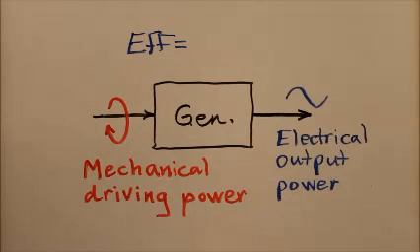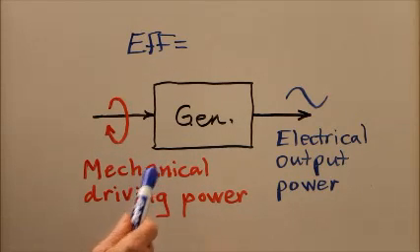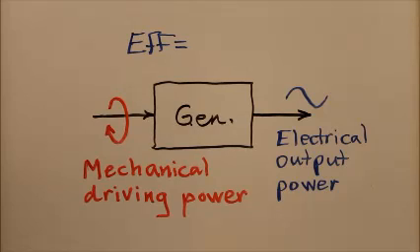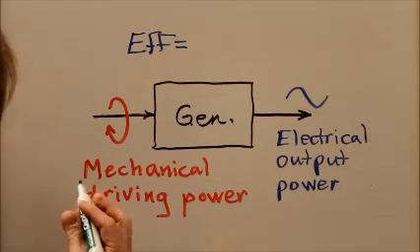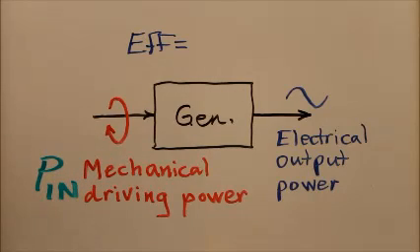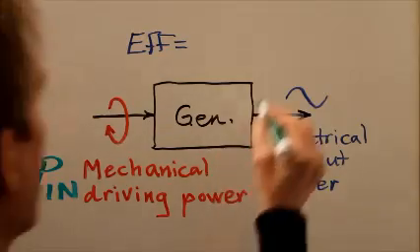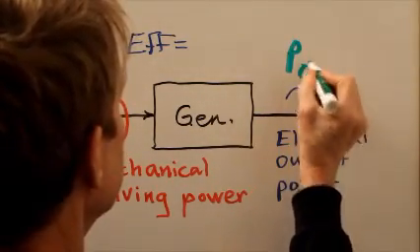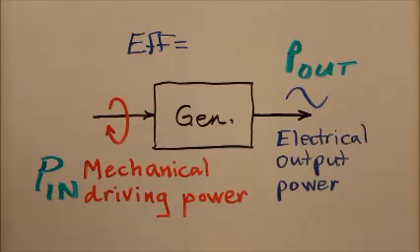But if you demand a lot of power out of the generator, you're going to need at least that much power in terms of mechanical drive in order to make the system function. In fact, you're always going to need more mechanical driving power than you're going to get out of the system. So suppose we call the mechanical driving power the input power, P sub in, and the electrical output power, P sub out.